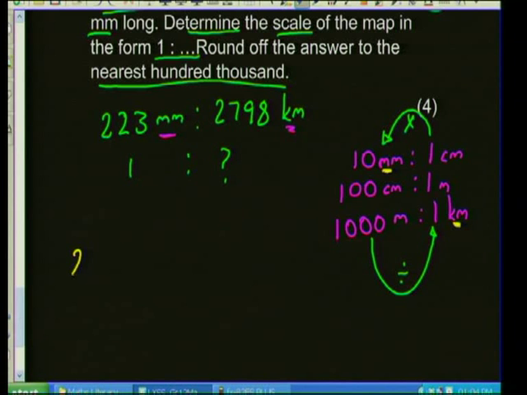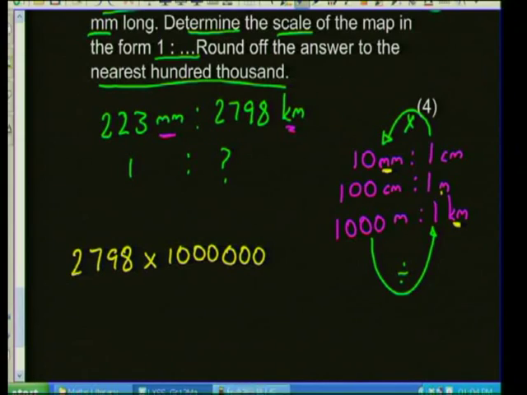So let's take our number here. We've got 2798. We are going to times, and we do this step by step. In our first step, we times by 1,000. Then we times by 100, which is just another 2 zeros, and then times by another 10. So we are actually multiplying this by 1,000,000. There are 1,000,000 millimeters in a kilometer.